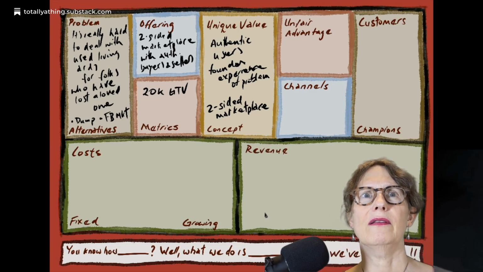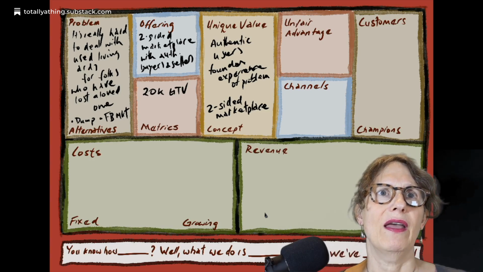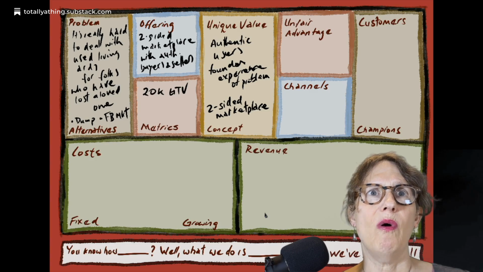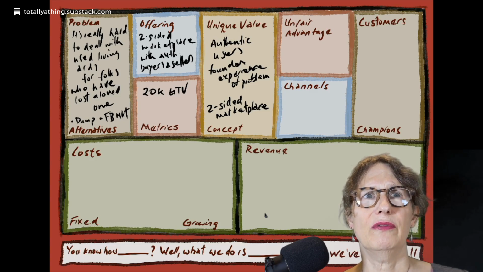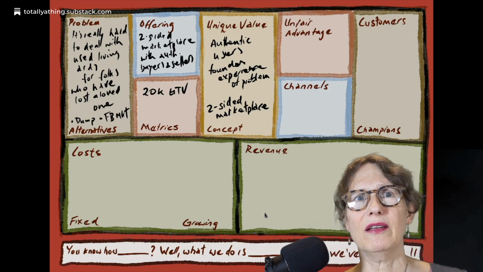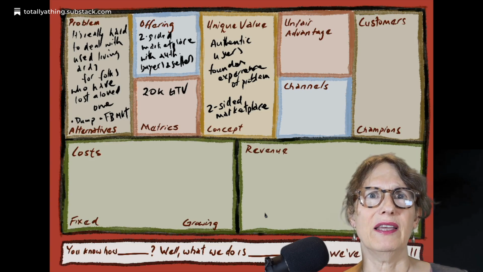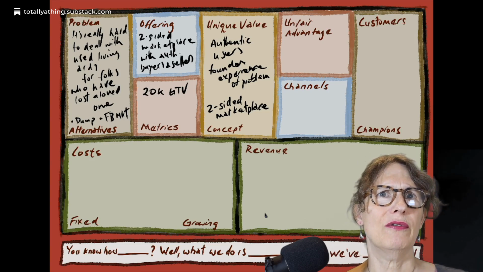So that brings me to the alternatives section, which is up here somewhere. You want to fill that out with what people are using right now. So for Brian, it could be Facebook Marketplace. It could be selling it back to the pharmacy or the community groups.